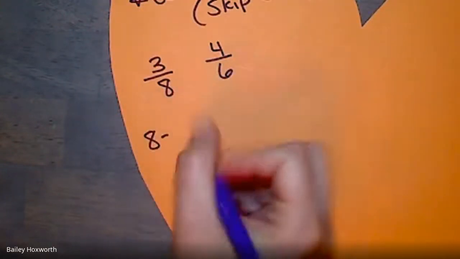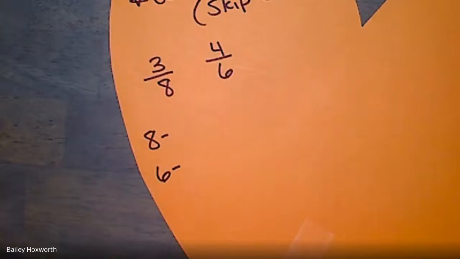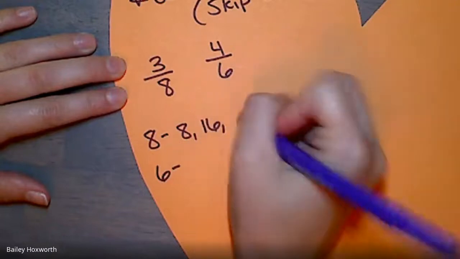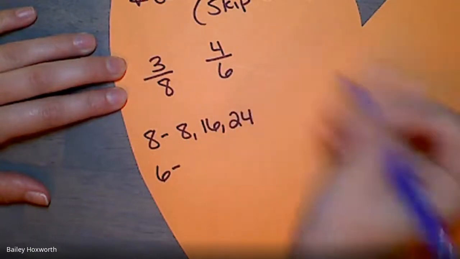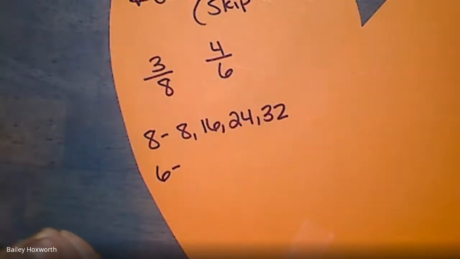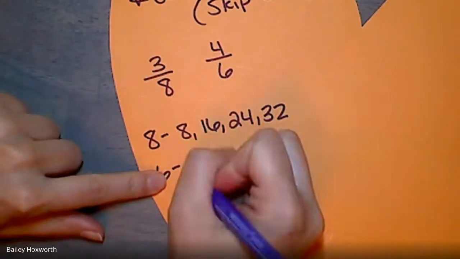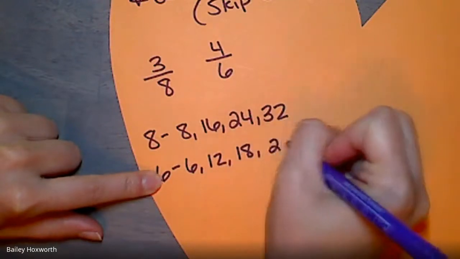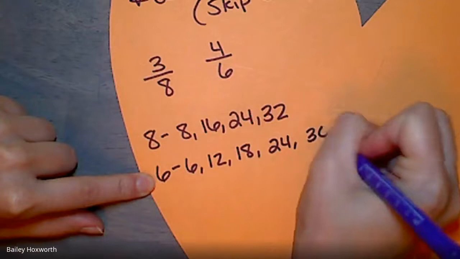What I would do is write 8, write 6, and list the multiples, or skip count. 8, 16, 24, 32, and so on and so forth. For number 6, I would skip count: 6, 12, 18, 24, 30.